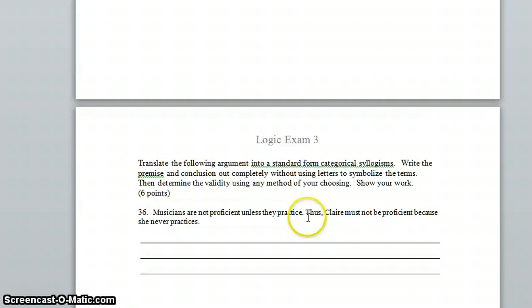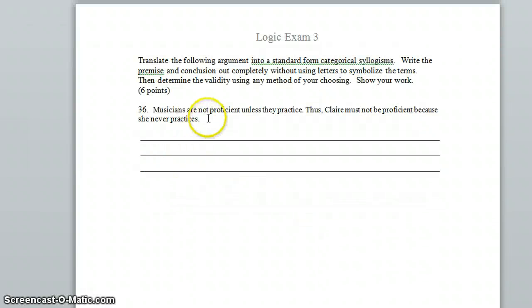And with this one, this is 5.5. This is where you need to translate these into categorical statements and then put it into categorical form, writing out each statement, and then again determining if it's valid or not.